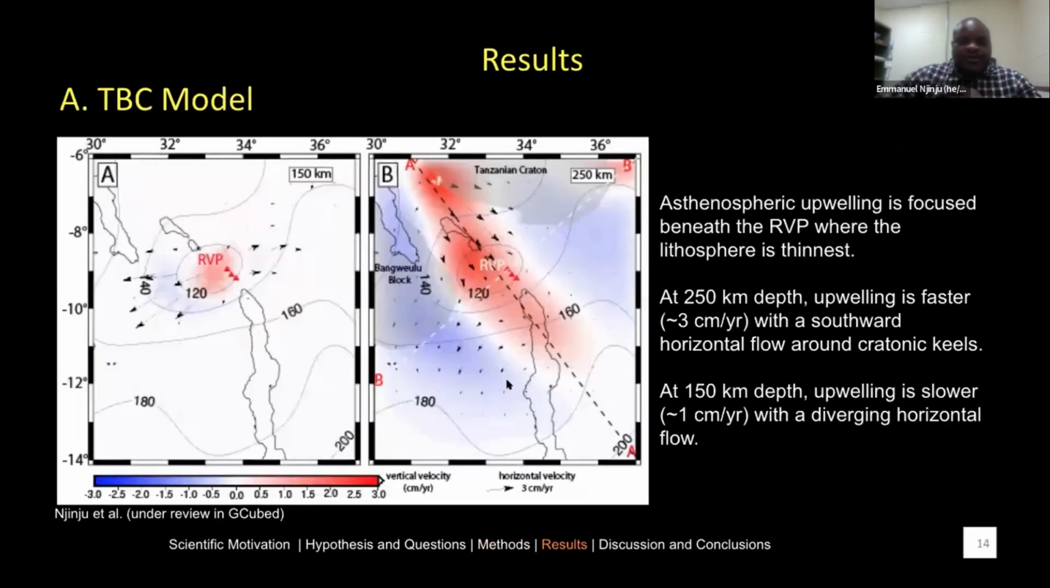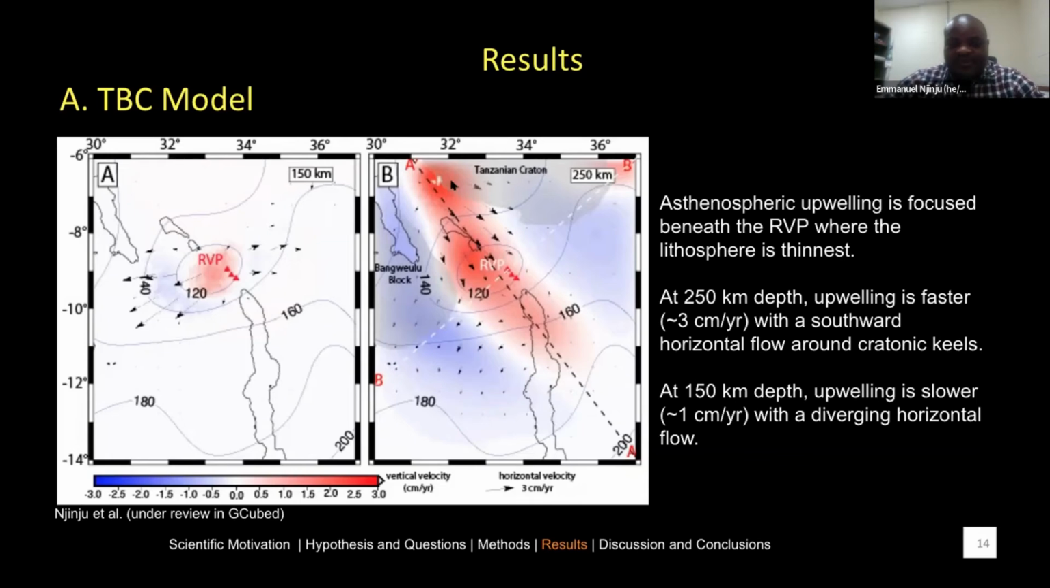And for the results, this is how the tomography-based convection model looks. The background colors are vertical velocities, where the hot colors represent regions of upwelling, and the cold colors represent downwelling, while the arrows represent horizontal flows. So this is a depth slice at 250 kilometers.